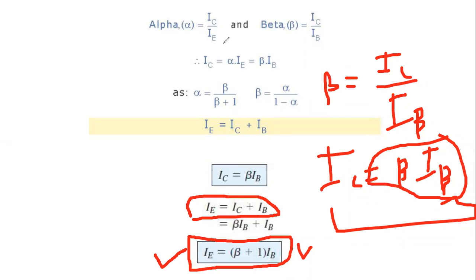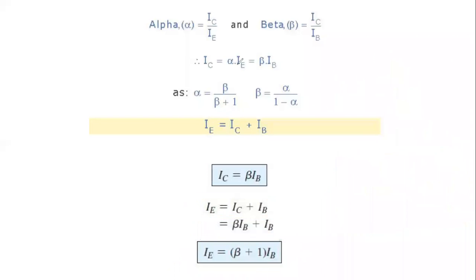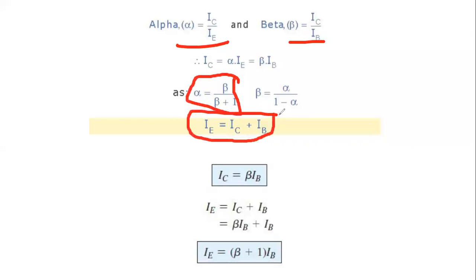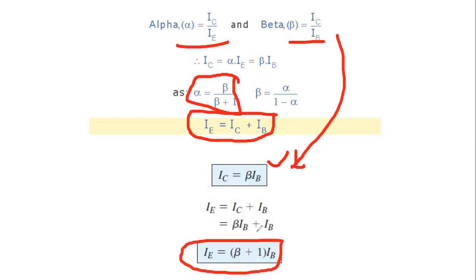So these are the important equations. Please try to practice and try to understand. That's the alpha equation, the beta equation, the alpha and beta relation, beta divided by beta plus 1, and the main equation IE equals IC plus IB. This equation is basically drawn from the beta equation. And finally we get IE in terms of IB, where beta is the current gain.